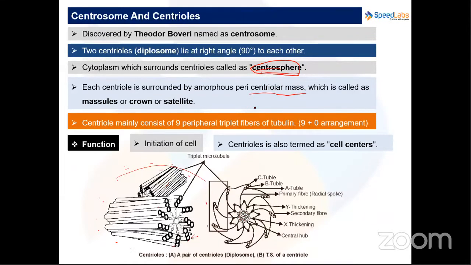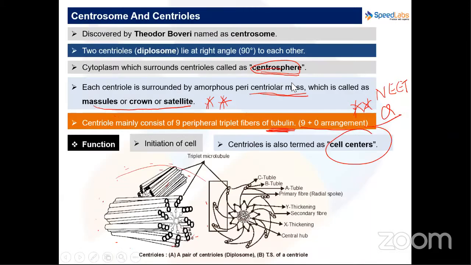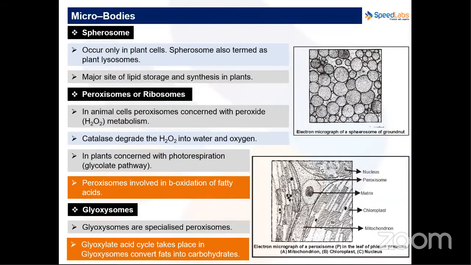There are approximately 9 in number. That is called the pericentriolar mass. It is also called masseules or crown or satellite. This is important. We tend to neglect these things. And now finally what we have discussed today is that the centriole mainly consists of 9 peripheral fibers of tubulin protein, and they show a 9 plus 0 arrangement. So this is a very important NEET question. They are also termed as cell centers. All right. So this is about your centrioles.